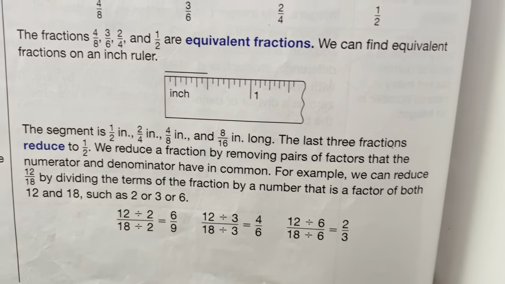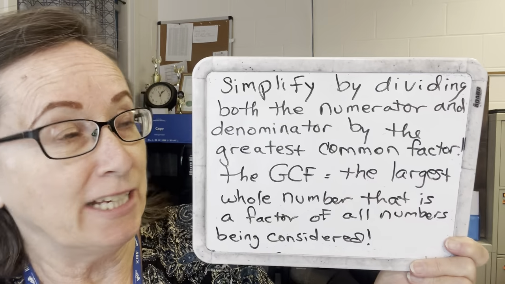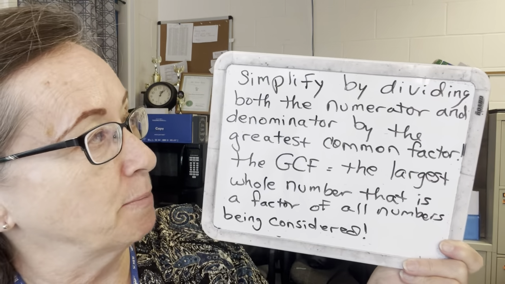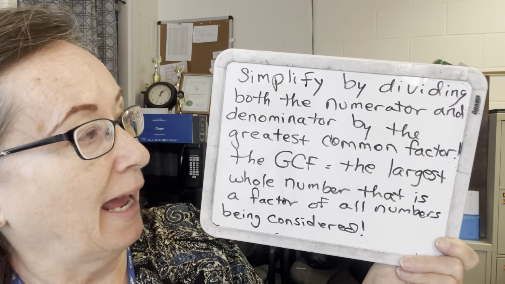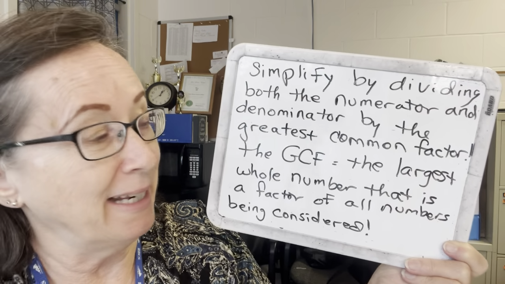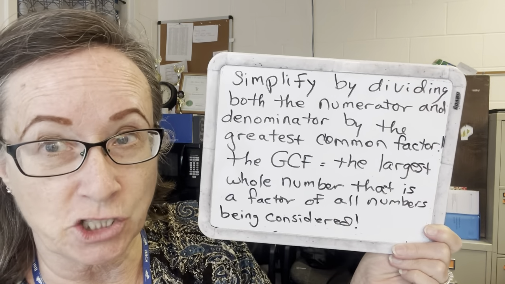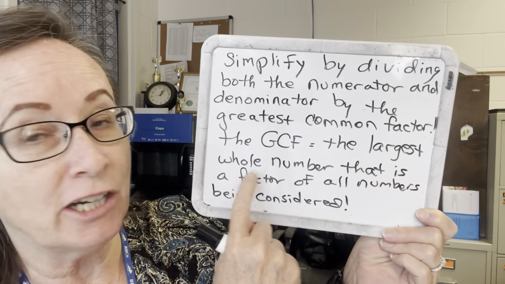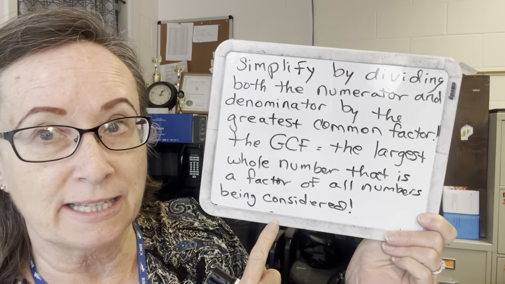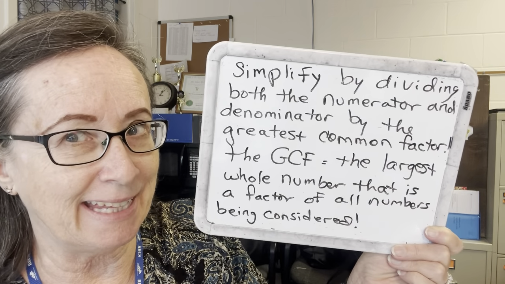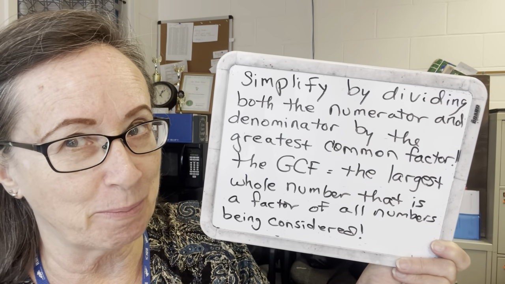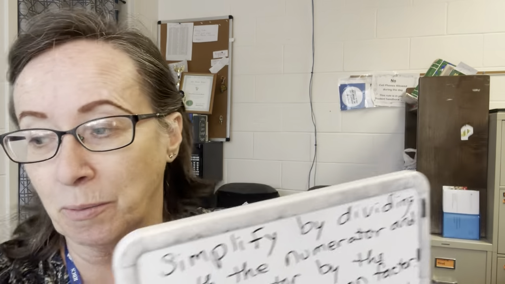6/6 is 1. So our procedure is going to be to simplify our fractions by dividing both the numerator and the denominator by the greatest common factor. The greatest common factor is often called the GCF, and it is the largest whole number that is a factor of all numbers being considered. So I want you to get these down in your notes because it's going to be very important for you to remember these terms when you're doing your homework.